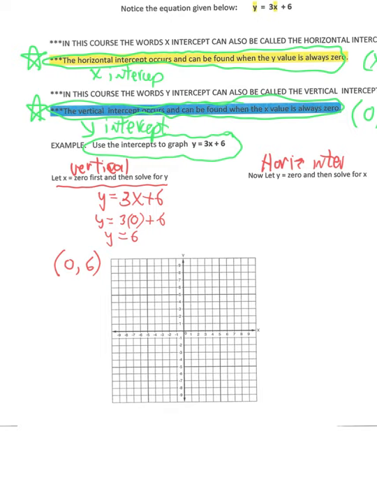Okay. So let's graph it before I go to the next one. See where it is over here? 0 means no move horizontally. There it is, 0, positive 6.